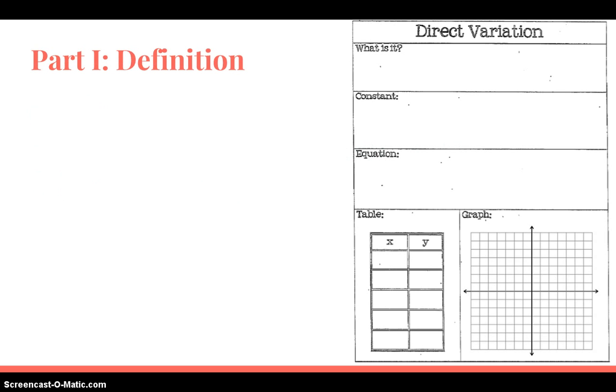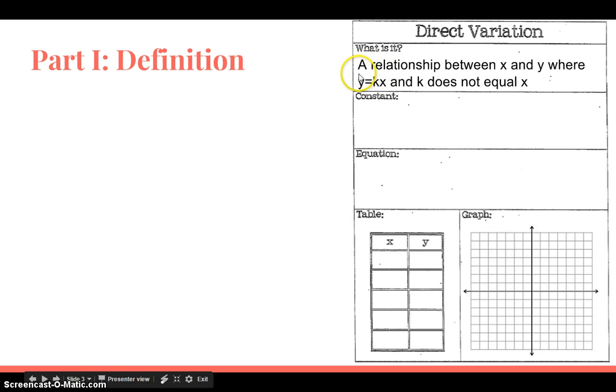So, part 1, definition. What is direct variation? And again, this is the part of your handout you should be looking at to begin with. So, what is direct variation? It's a relationship between x and y, where y equals kx and k does not equal x. It's this right here, okay? Y equals kx, that's what we're looking for.